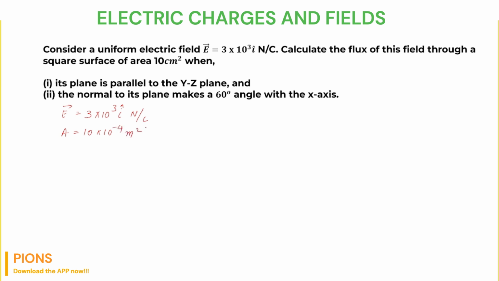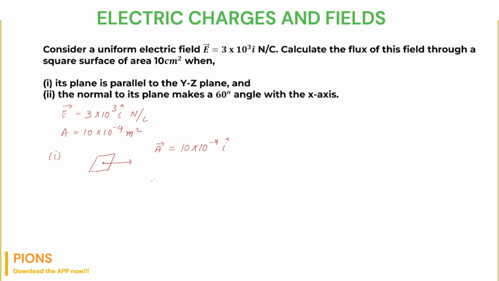Now this is the data given. The first part, it says its plane. The plane of the square is parallel to YZ, which means our normal will be along x-axis, right? So our area vector, we can make it as 10 into 10 to the power minus 4 I cap, right? Sir, what if it was not along x-axis? Straight away 0, because if the normal is not along x-axis, straight away the flux will be 0.